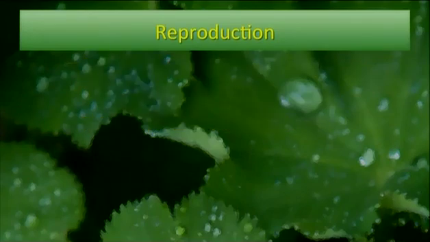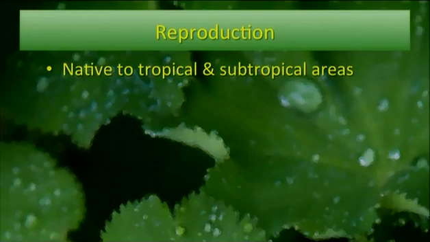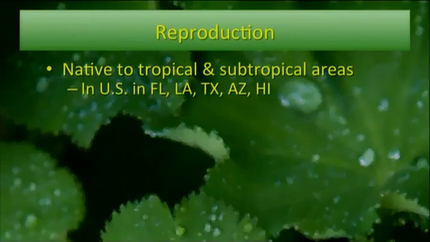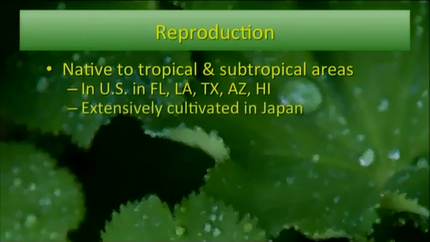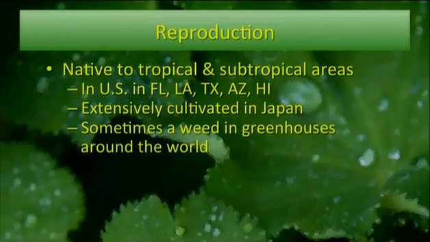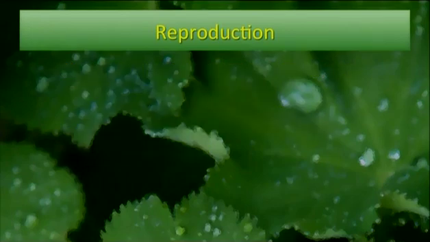So we have them native to tropical and subtropical areas. In the United States, they're native in Florida, Louisiana, Texas, Arizona, and Hawaii. An interesting thing is that they're extensively cultivated in Japan. So in Japan, they really like these plants. But in other places, sometimes they're considered a real pest, a weed in greenhouses around the world. So it depends whether you like them or not. So what is a weed? A weed is a plant that's growing where you don't want it to grow. That's what a weed is.